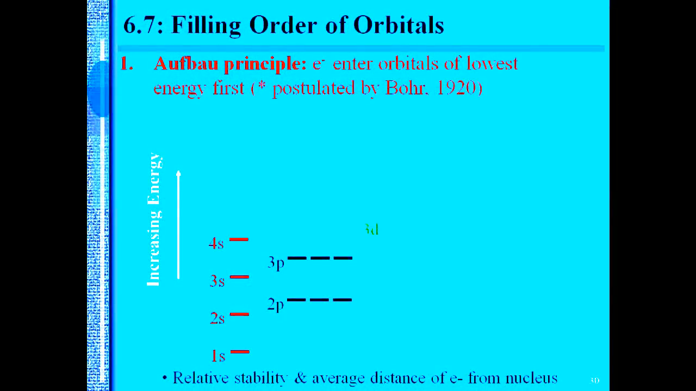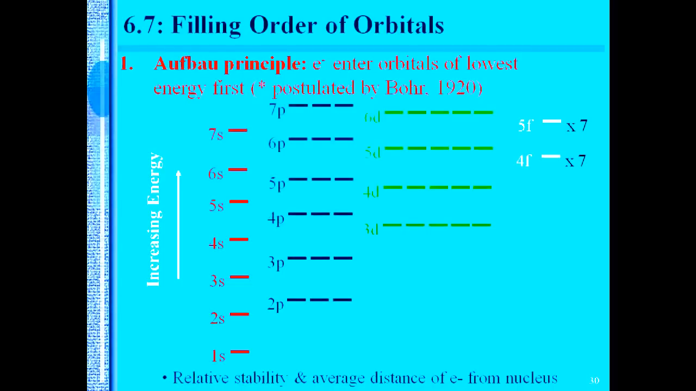So the energy levels will be listed in increasing energy with 1s at the bottom, then 2s, then 2p, then 3s, and 3p, 4s, then 3d, 4p, 5s, and so on. You'll notice that the lines here represent the number of orientations per shape. So all of the s's have 1, all of the p's have 3, all of the d's have 5, and all of the f's will have 7.